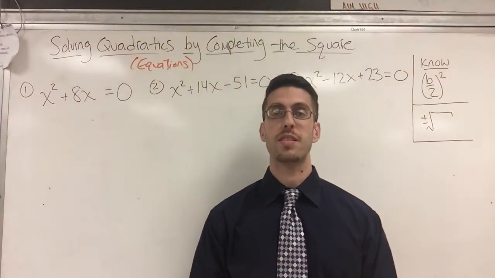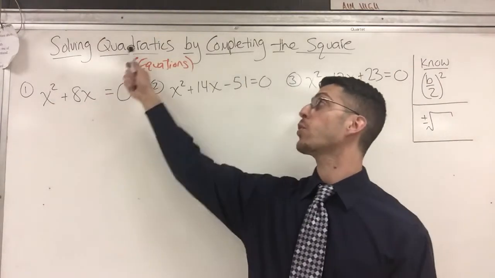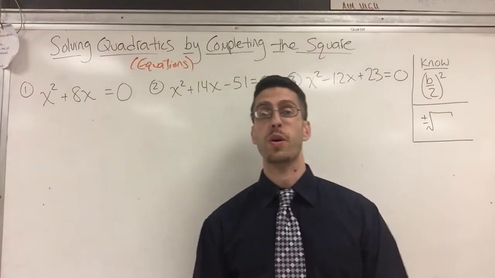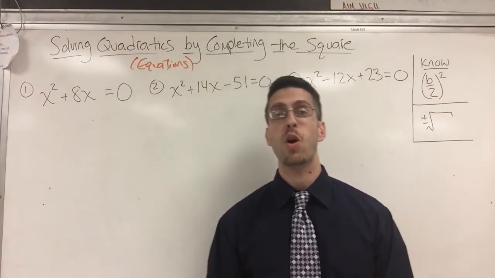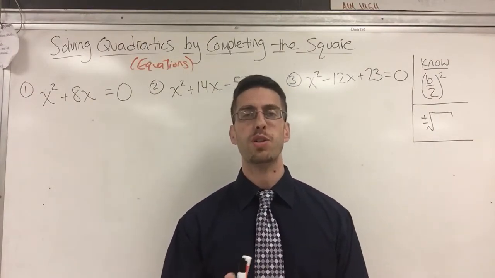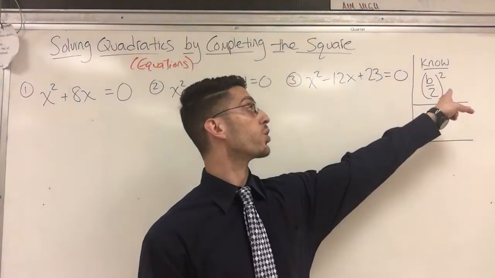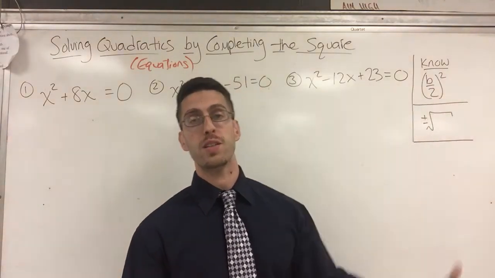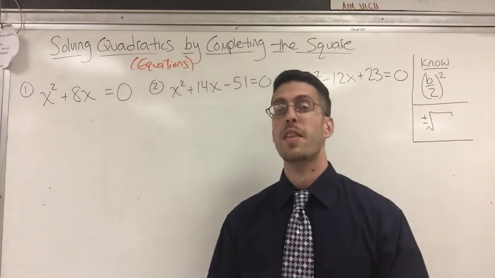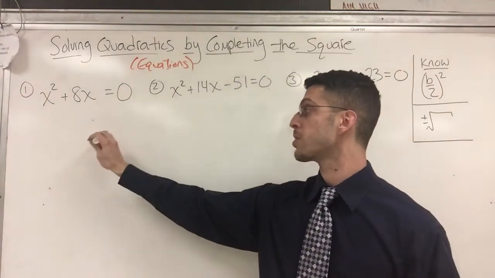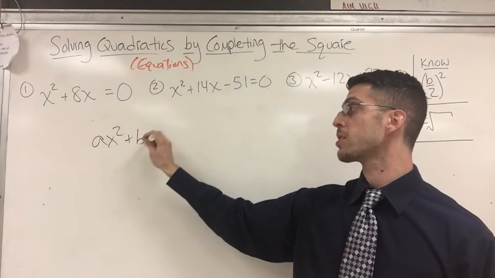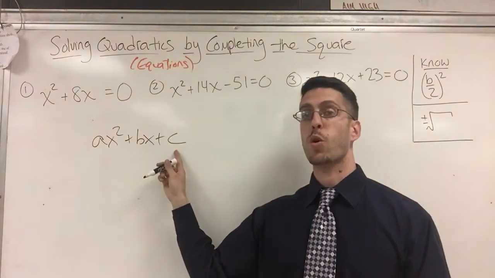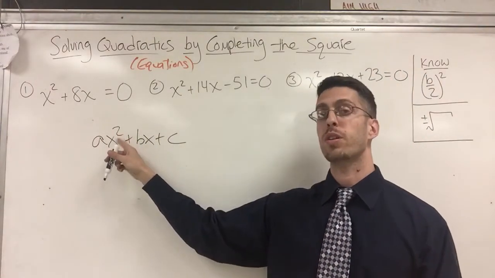What's up, math fans? Today I want to solve quadratic equations by completing the square. So hopefully you've already seen the video on completing the square when it was just expressions, not equations. And you learned in order to complete the square you need to use b divided by 2 and then square. And I even explained that you get the b from something like this, ax squared plus bx plus c. This is considered a quadratic because the highest exponent is 2.